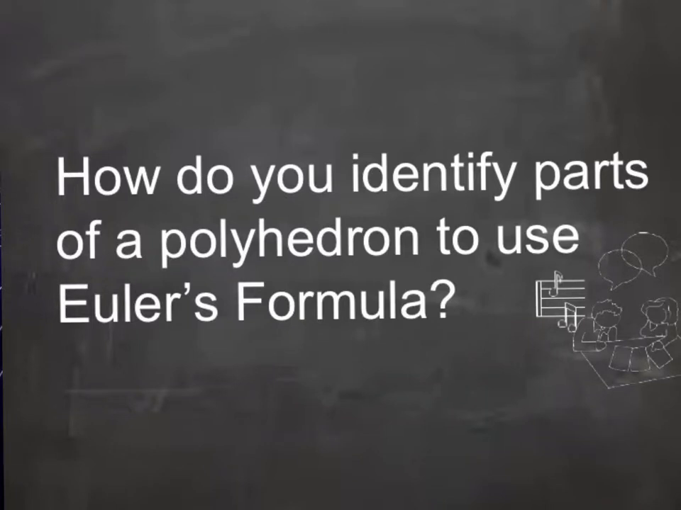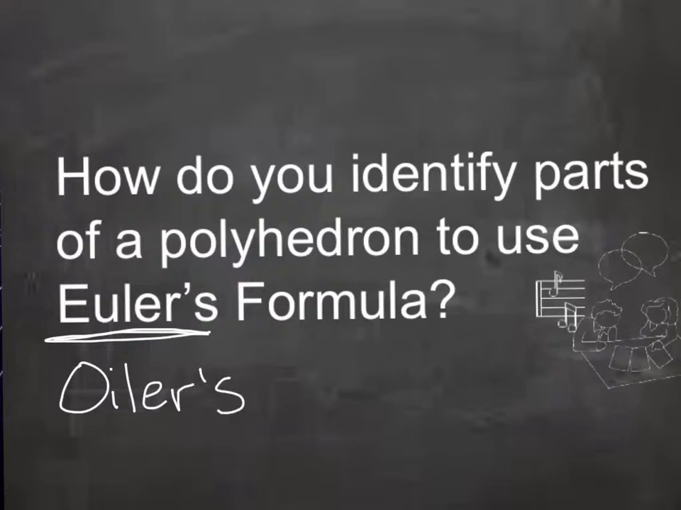How do you identify parts of a polyhedron to use Euler's formula? The best way to pronounce this word is Euler. It's kind of like this, Euler's formula. And this is for section 11-1 out of your textbooks. And we will answer this question throughout the video.